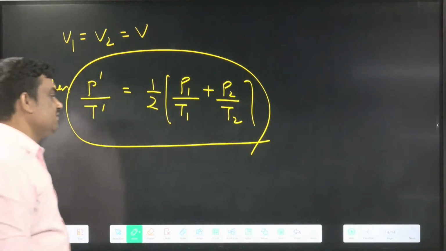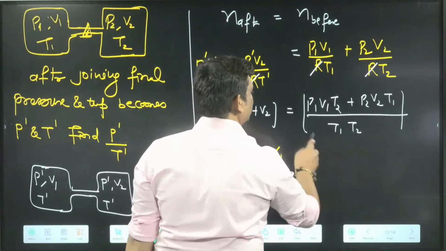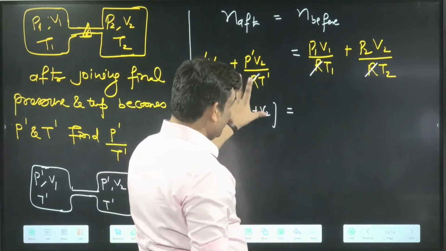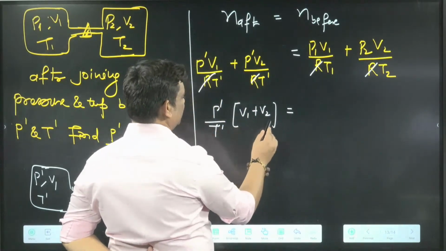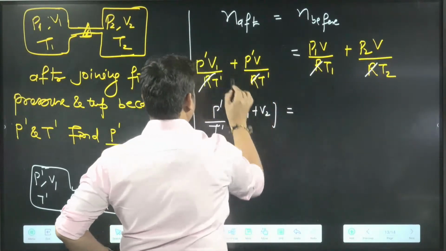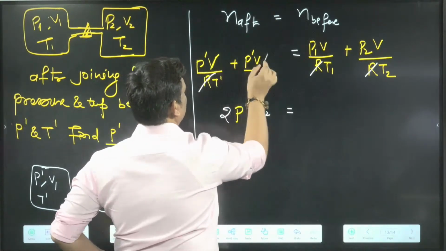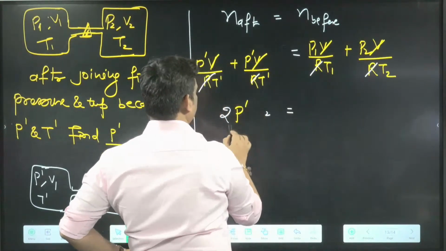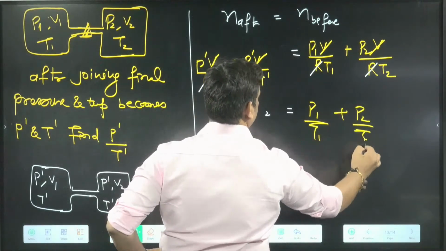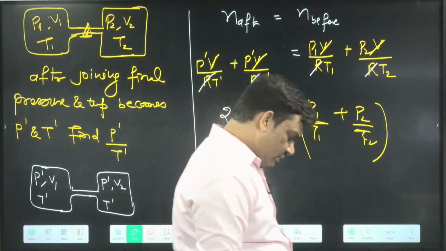Same principle is there. I'm saying that don't put in this one, so you don't have to take the LCM here. You will keep it as it is, and V1 plus V2 will become 2V, and this is V, this is also V. So VV will be cancelled and here you get 2P dash. So 2P dash by T dash will be equal to P1 by T1 plus P2 by T2. Then we can say P dash by T dash will be half of it. Okay, so write.